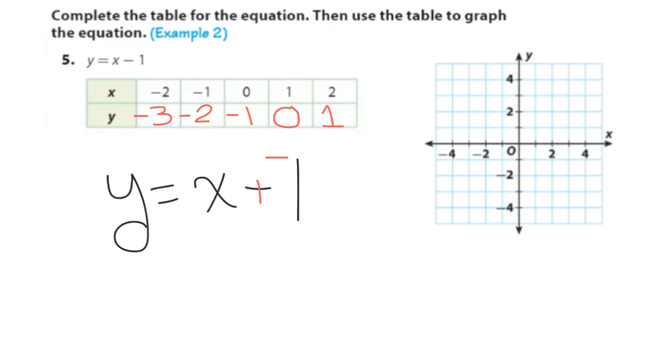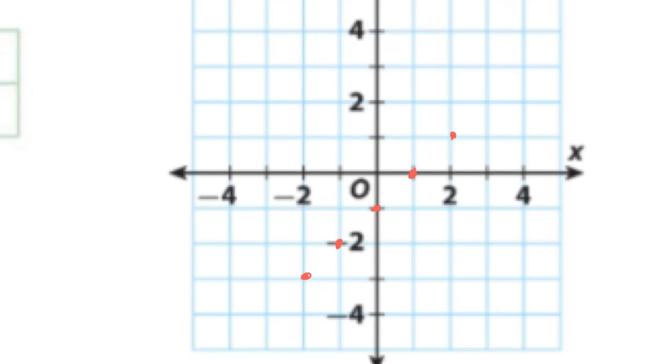Come back after you plot them. Don't draw the line yet. We'll check. All right, so these are your points: negative 2, negative 3; negative 1, negative 2; 0, negative 1; 1, 0; and 2, 1. So if you agree, get your straight edge and draw it.